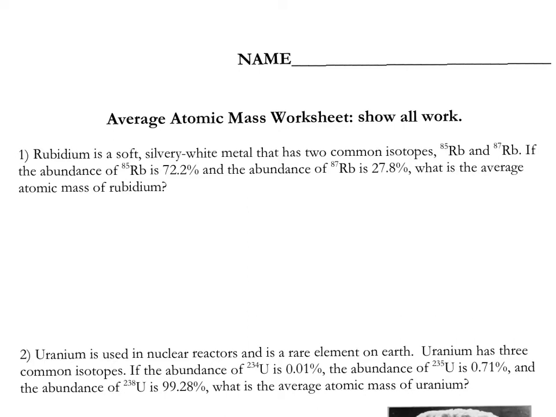So what we're going to do is take the mass of the isotope, or that number, and multiply it by the percent in decimal form. So for example, on rubidium-85, we're going to take 85 and multiply it by 0.722. This gives us 61 AMU.